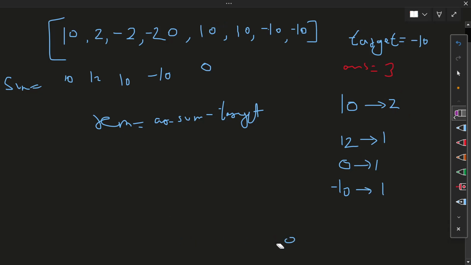Don't forget to consider 0. So from this stage we got 0. So just increment the frequency.